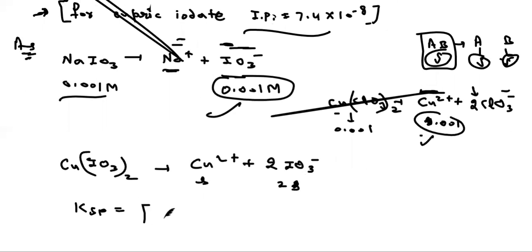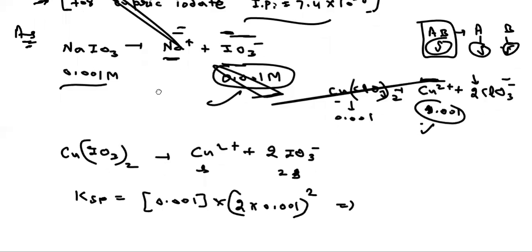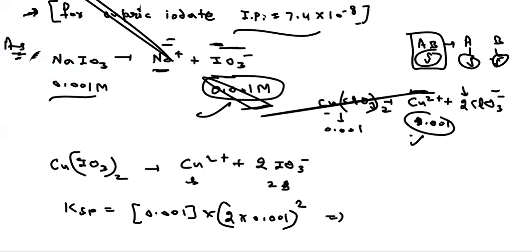So we can say that what is the copper? Copper is 0.001. And for IO3, that is 0.001, but that would be 2, right? So if that would be 2, it becomes 0.002. So that would be 2 into 0.001, and that's raised to power 2, right? So then wouldn't it be 2 times 10 to the power minus 6? If you have the calculator, can you tell me the total value? I think it's not 2, sorry, 4 I meant to say.